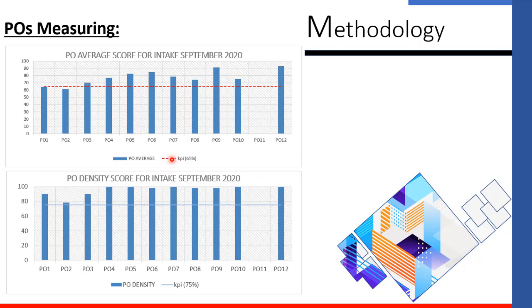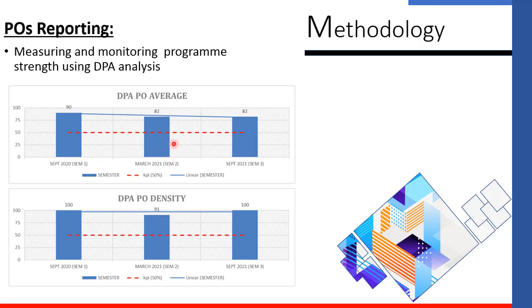And here is the graph obtained by the intake of September 2020. If we see, we have the KPI setting for the PO average, which is set at 65, and the PO density KPI is around 75%.